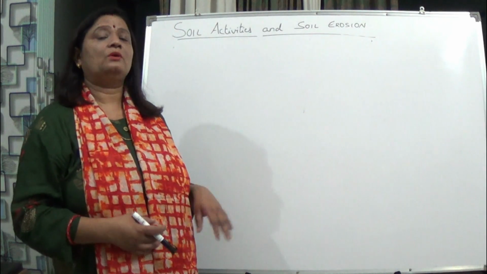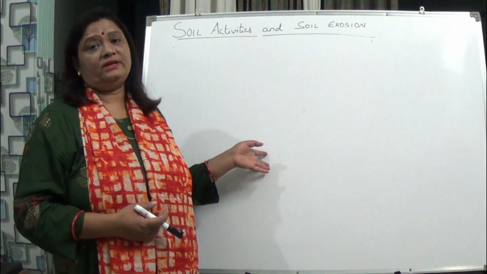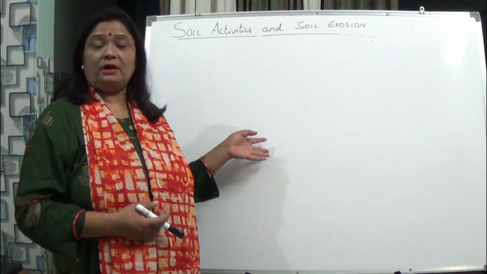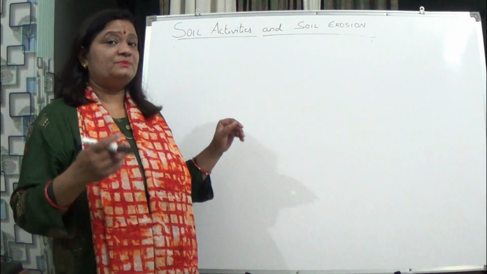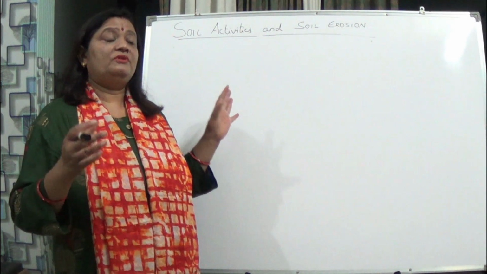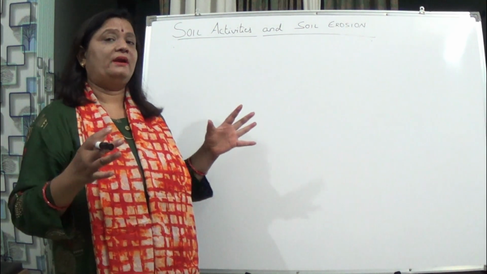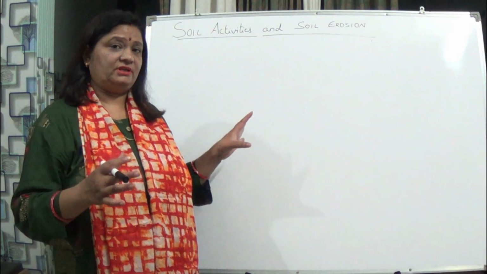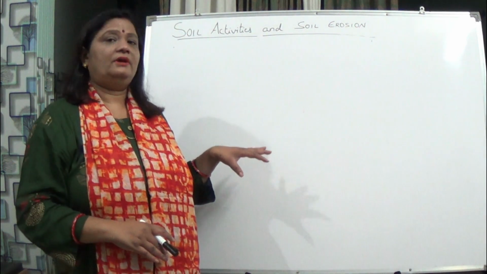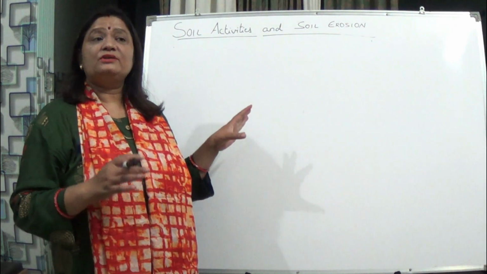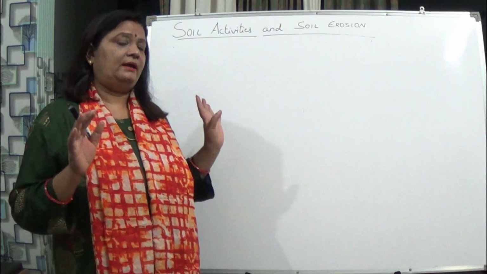Cutting of the plants also leads to soil erosion. So we should not cut the plants or trees, because they are the specific agents which hold the soil properly in that position. If the trees and the plants are cut off, the soil will not be strongly bound at that area.